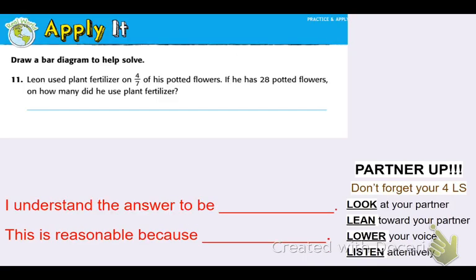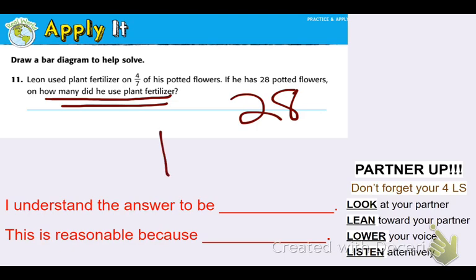Leon used a plant fertilizer on 4/7 of his potted flowers. If he has 28 potted flowers, how many did he use the plant fertilizer on? Okay, well, he used the plant fertilizer, and how much did he use it on? Well, he had 28. There's my whole number, step 1, potted flowers. I'm going to draw my diagram. That's his garden box.